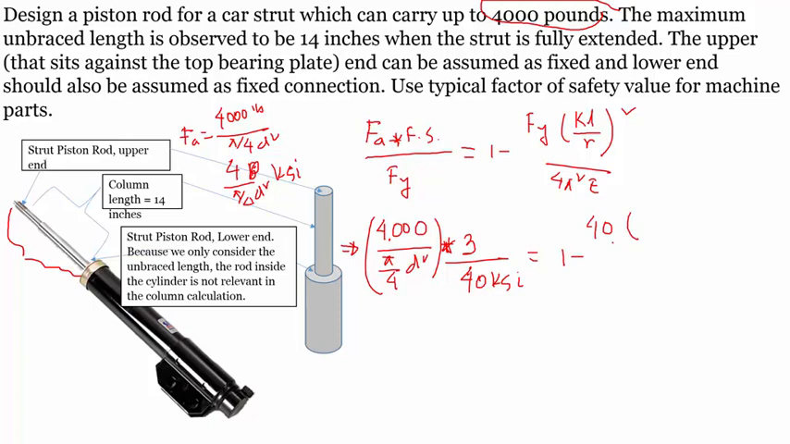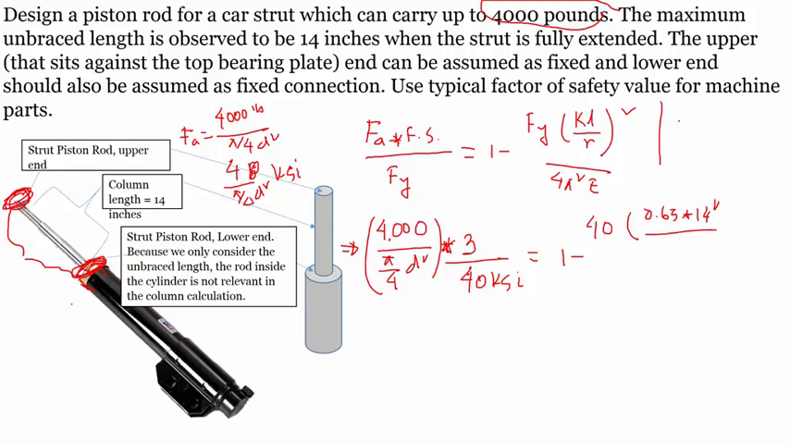Now K is a constant. It comes from how these ends are connected. In this case there could be 4 possible connections. Check the introductory video on columns for how to define what kind of connection this is. This is a fixed connection. It is fixed to the bearing plate, and this side is fixed by the cylinder wall. So this is a fixed connection on both sides. For that, the K value is 0.65 times the length of this column, which is 14 inches. I'll keep it in 14 inches.